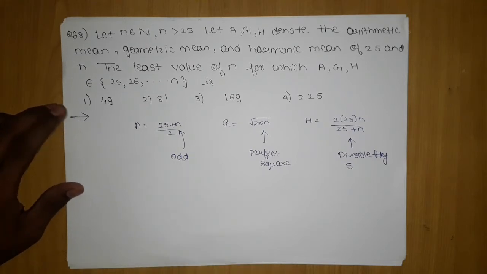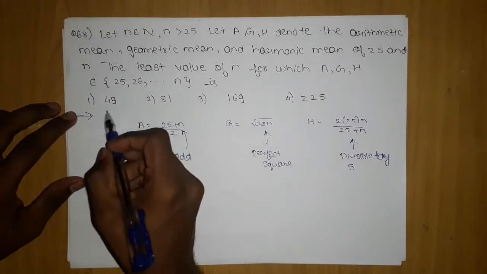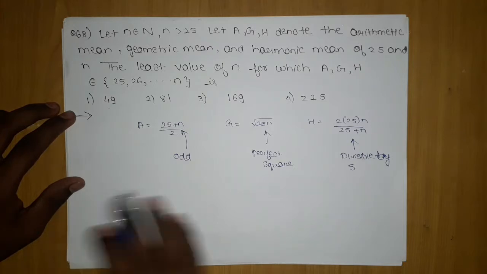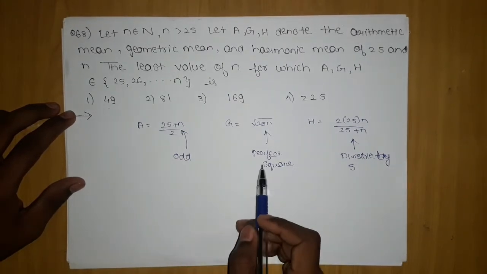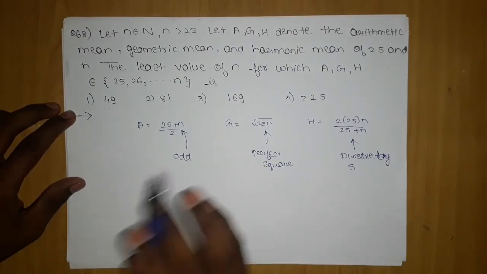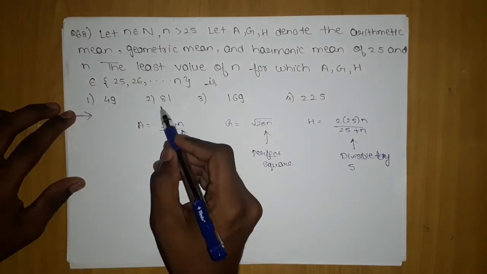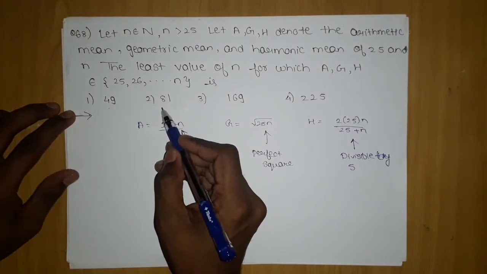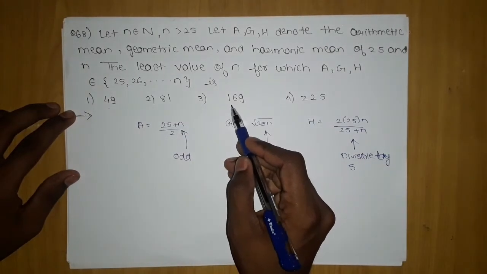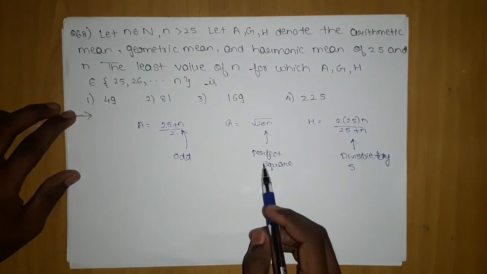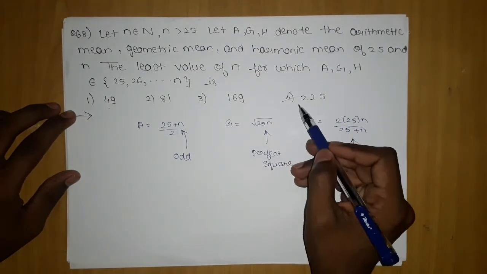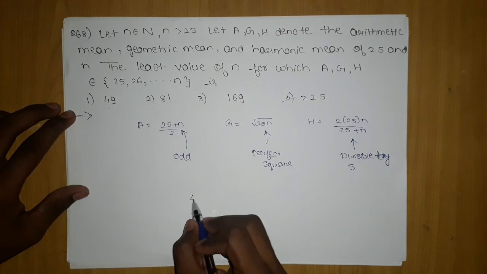Now check the options. 49: is it an odd number? Yes. Is it a perfect square? Yes. Is it divisible by 5? No. So the first option is rejected. The second is also rejected: it is a perfect square but not divisible by 5. 169 is also rejected, not divisible by 5. And the last option left is 225. So fourth is the answer.